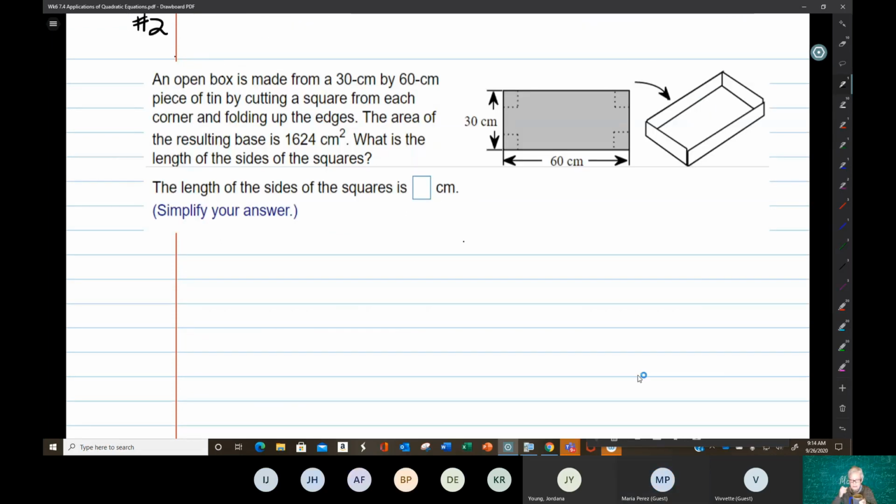All right, it's 9:15. Let us move along with the open box. This one's different, and it's the same.